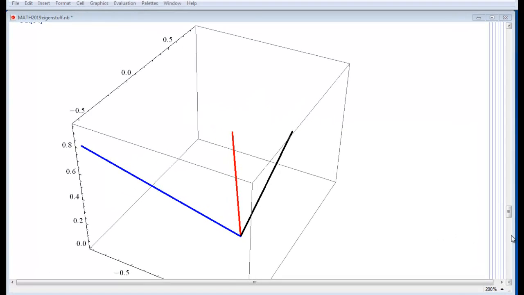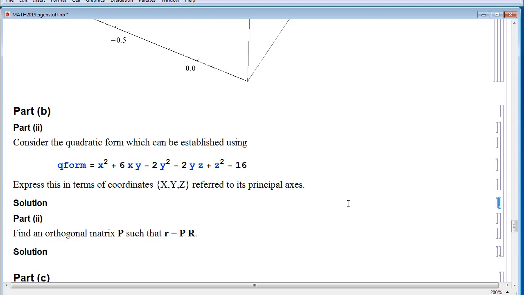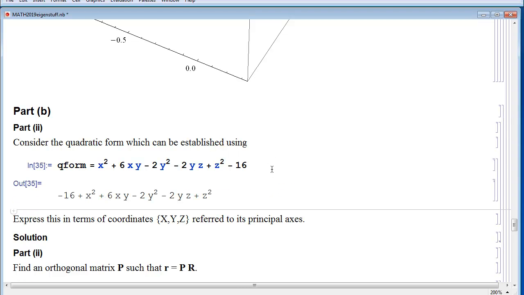Okay, let's move on to the next part, which is part B, part 1. Oh, a bit of a misprint there, not to worry. We're supposed to consider the quadratic form, which we can establish using this. And we want to express this in terms of coordinates capital X, Y, and Z referred to its principal axes.